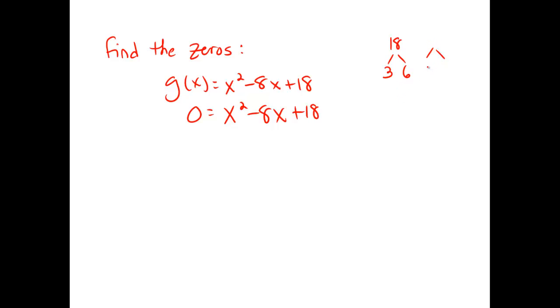How about 2 and 9? Nope, they're not going to give us negative 8. 18 and 1, not going to give us negative 8. Alright, so this isn't going to factor, so we want to complete the square. So we have x squared minus 8x. We're going to subtract that 18 to the other side.